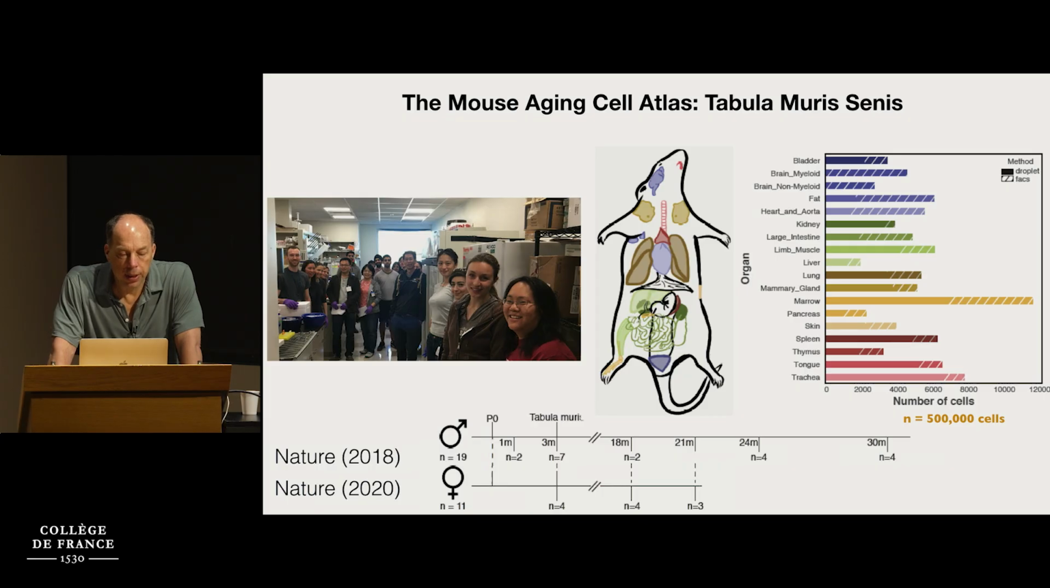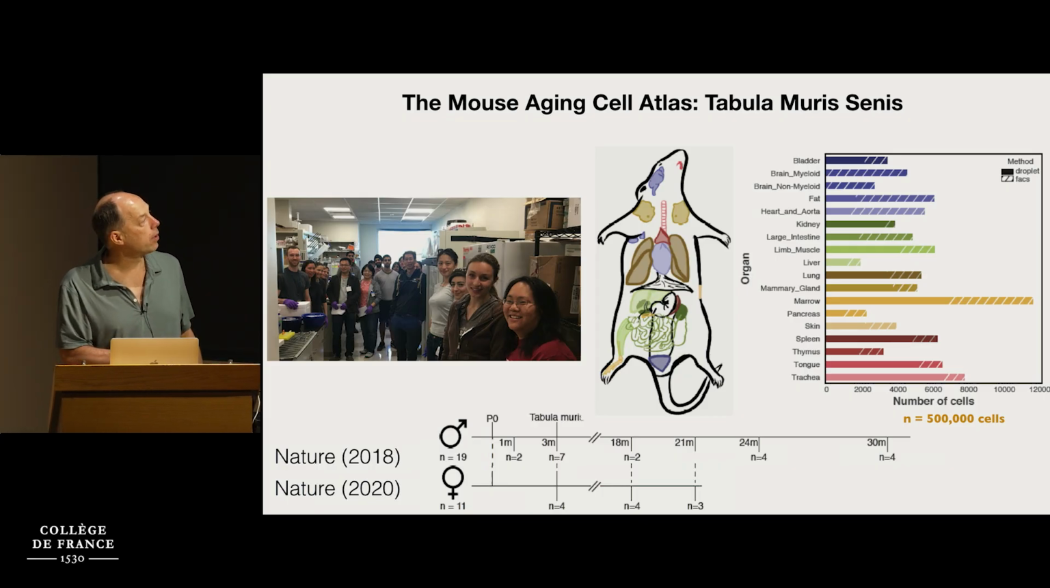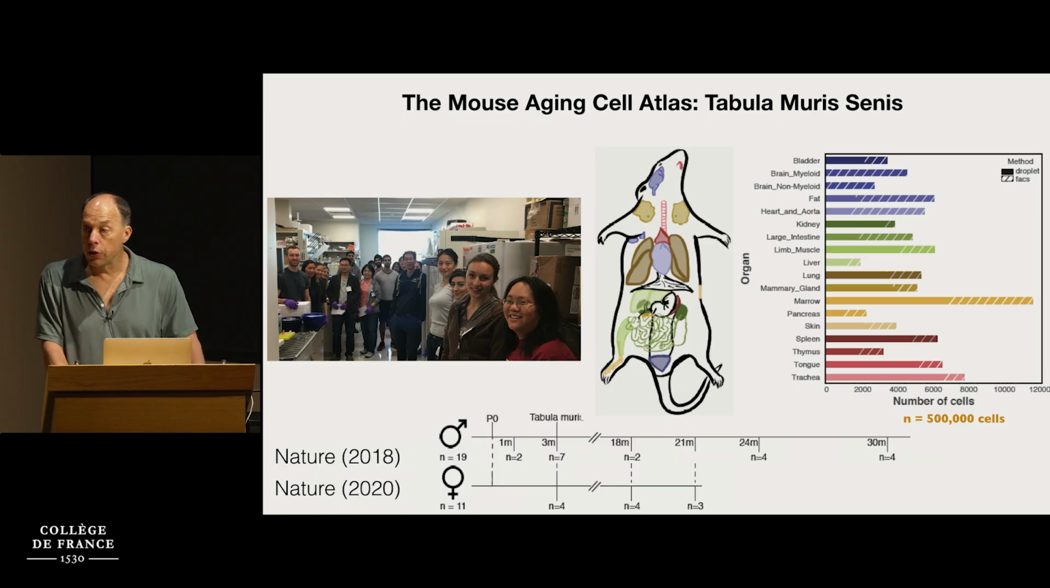I had mentioned that in our mouse study, we looked at aging. So in the Tabula Muris, we looked at mice of different ages, going all the way from 1 month up to 30 months. A 30-month-old is an extraordinarily old mouse. It's roughly the same as a 100-year-old human. So it's like a centenarian.